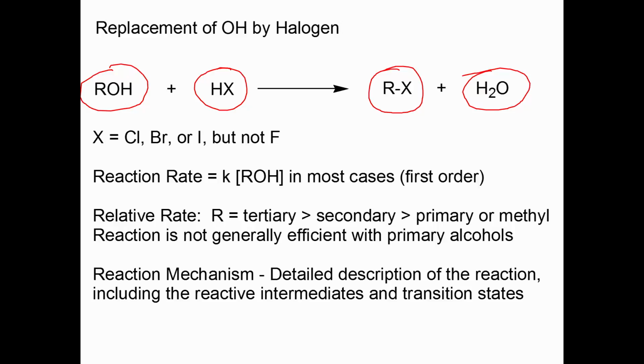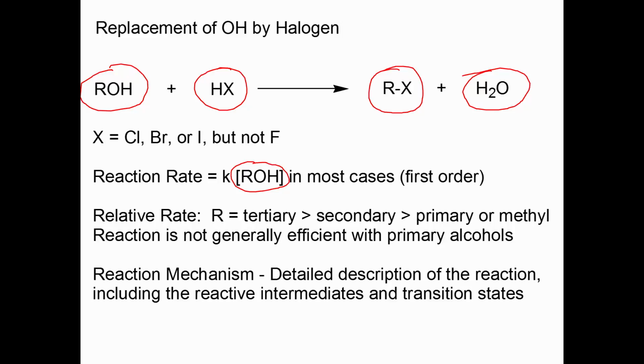We're going to see that the reaction rate depends on the concentration of the alcohol. But from this rate equation, we're going to see that HX does not enter into the rate equation, and we'll look at that in a second. We also have a relative rate effect: R equals tertiary is greater than secondary, is greater than primary or methyl. The reaction is generally not efficient with primary alcohols, and at the end of this chapter we'll look at alternative reagents to turn those alcohols into alkyl halides.